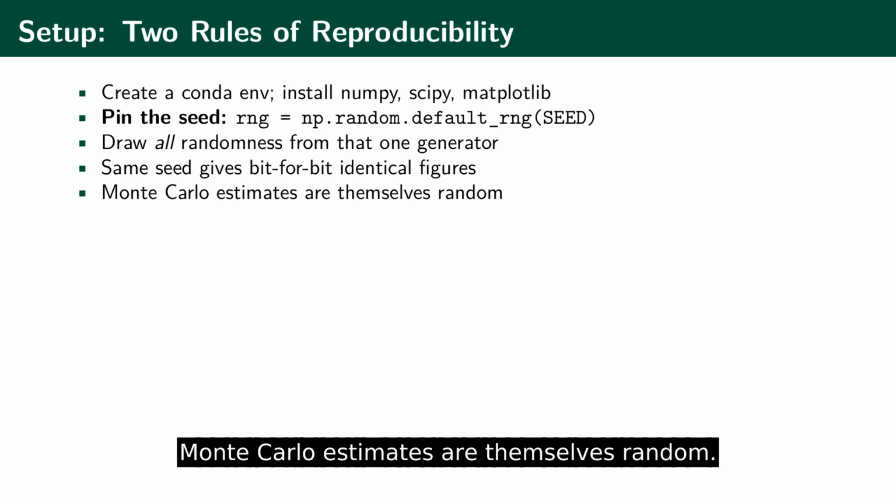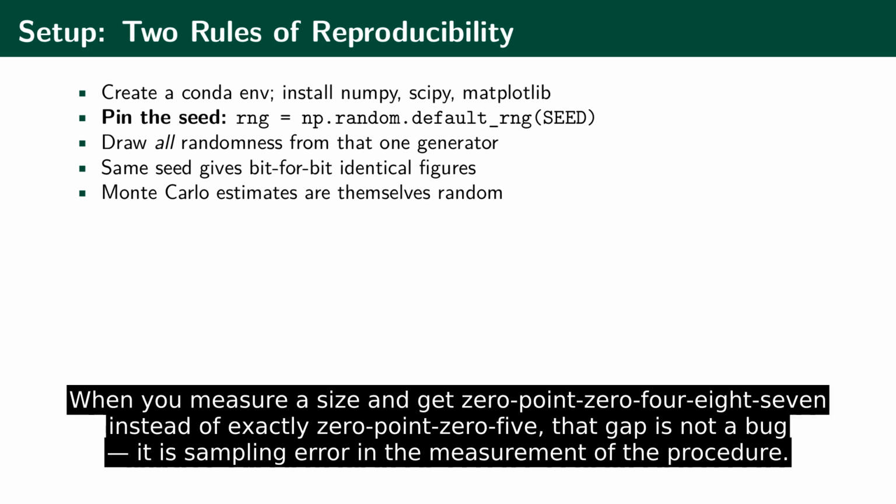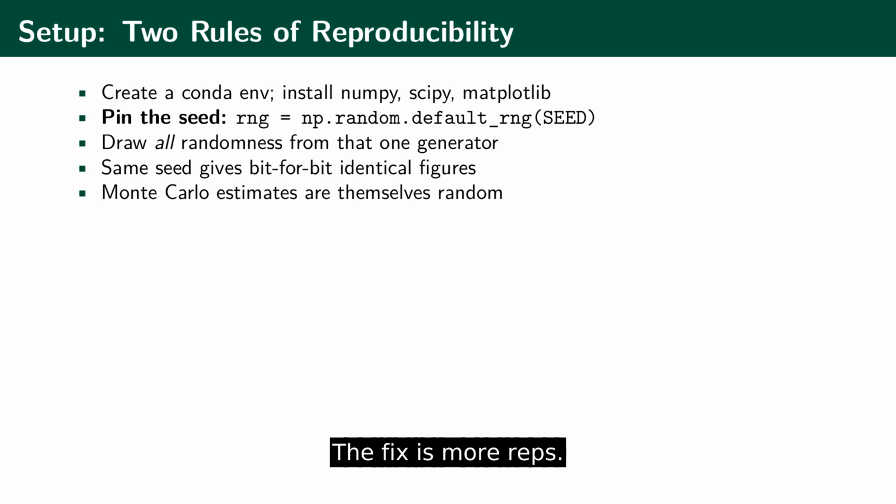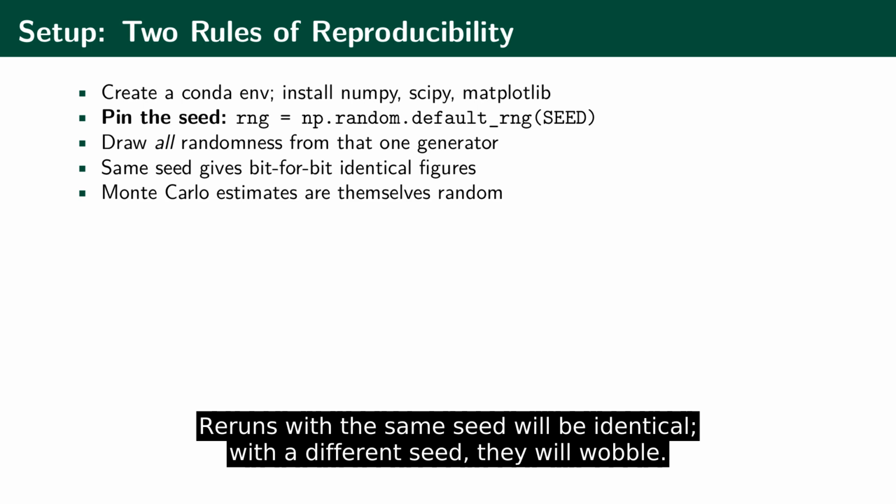One honest caveat: Monte Carlo estimates are themselves random. When you measure a size and get 0.0487 instead of exactly 0.05, that gap is not a bug, it is sampling error in the measurement of the procedure. The fix is more reps. Reruns with the same seed will be identical. With a different seed, they will wobble.